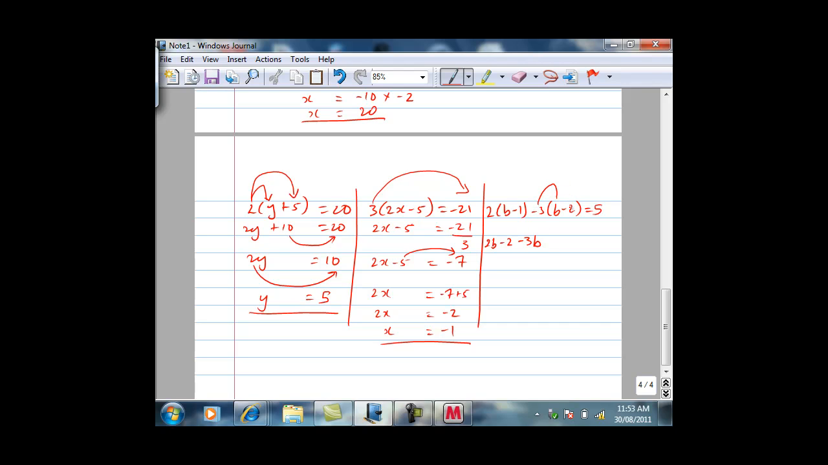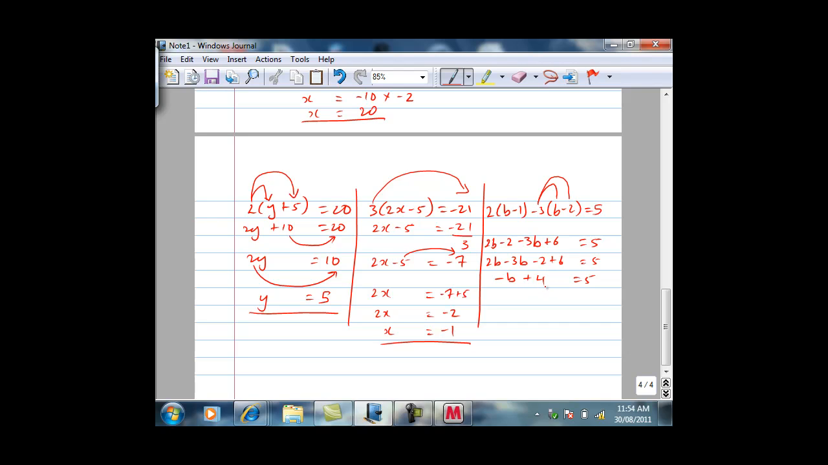Negative 3 multiplied by negative 2. Negative and the negative multiply to give a positive. 3 and 2 multiply to give a 6. And I can collect like terms now. 2b and a negative 3b are like terms. Negative 2 and positive 6 are like terms. 2b minus 3b is negative b. Negative 2 plus 6 is positive 4.